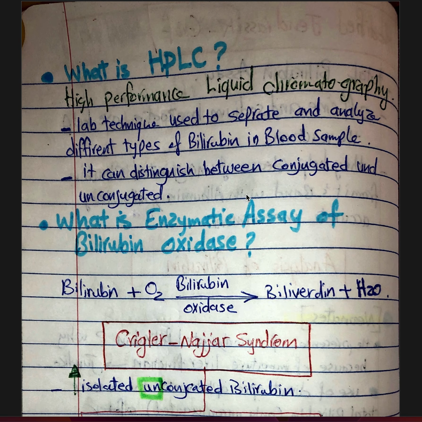And about high performance liquid chromatography, it is a lab technique that is used to separate and analyze different types of bilirubin in the blood sample. So it distinguishes between conjugated and unconjugated bilirubin. What is so important to know about it? H is high, P performance, L liquid, C chromatography. So high performance liquid chromatography is a lab technique used to separate and distinguish between the two types of bilirubin, conjugated and unconjugated.